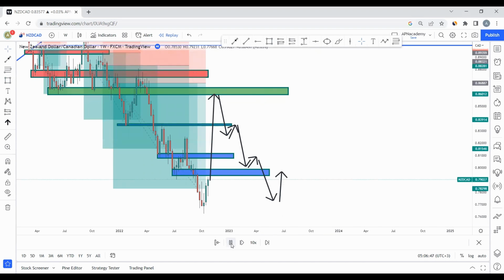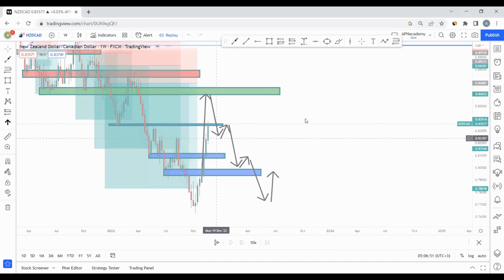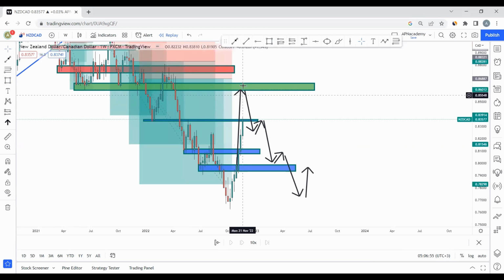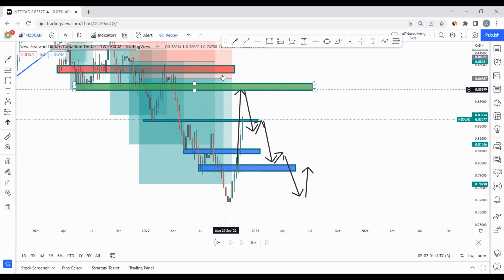Now, currently, how is New Zealand CAD doing? It's currently pushing up. Now, the market closed when we're currently here. We're approaching this untested level here. Now, this is how market makers trap traders with the retail traders. Most people are focusing on buys because there's an aggressive move here, and they've forgotten that actually there's a level that is not tested here.